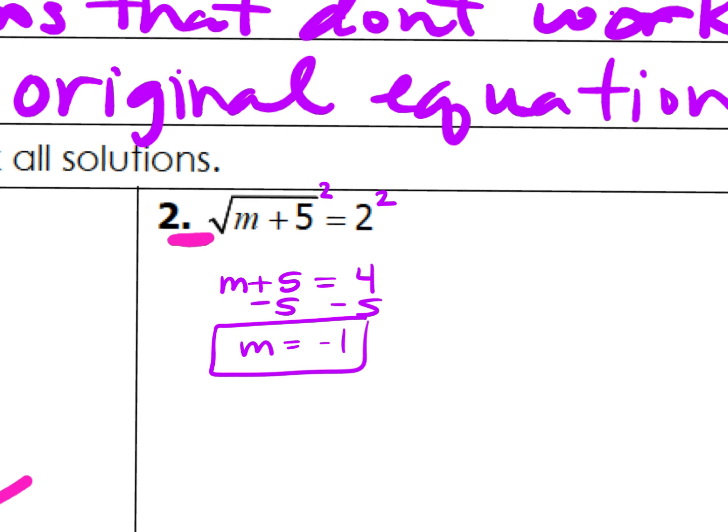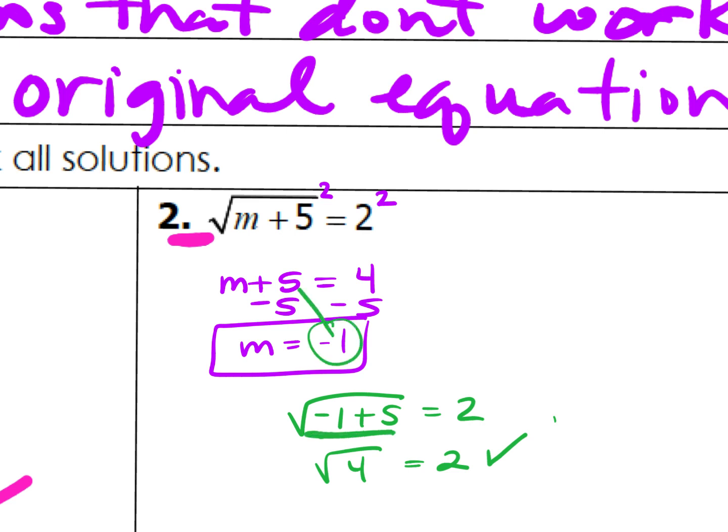Then you plug that in to just make sure that it's not extraneous. So the square root of -1 plus 5 should equal 2. Well, that's the square root of 4. Does the square root of 4 equal 2? It sure does. So that's a good answer. -1 plus 5. So I took the answer and I replaced it in the original equation. 2 squared. You square both sides of the equation.